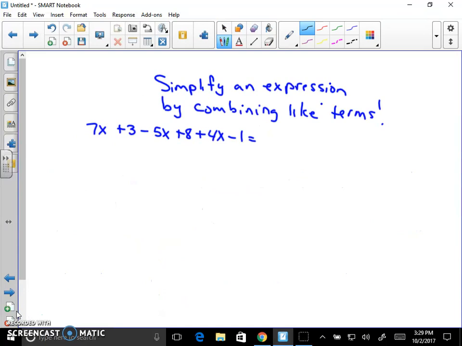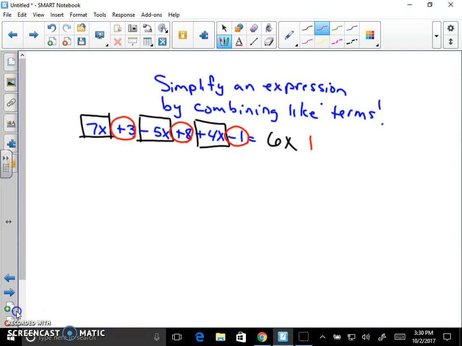Okay, so now we're going to simplify that expression. And when we simplify an expression, we're going to simplify it by combining like terms. So we're going to look at the ones that have the variable in it. So there's a 7x. Remember, you're going to circle the sign in front of that number. So now when we take 7x and we minus 5x, we get 2x plus 4 more x's gives us 6x. Okay? And now we're going to look at the constants. So we have a positive 3 plus 8 minus 1, which would give you 10.